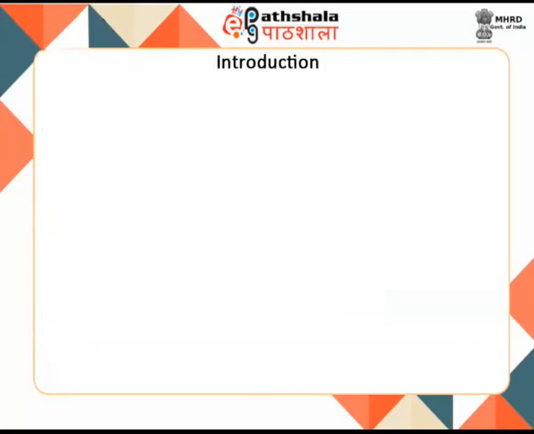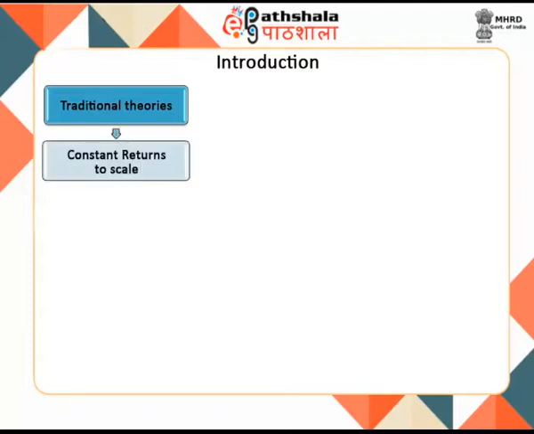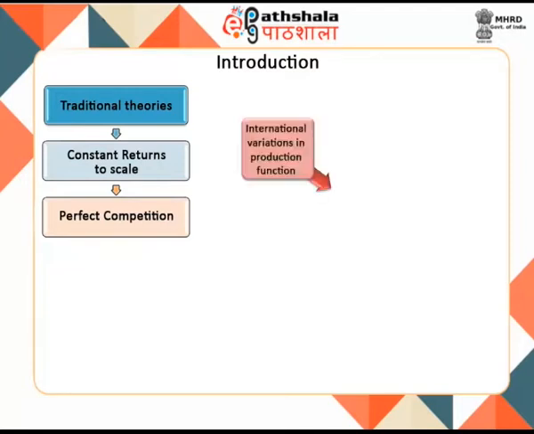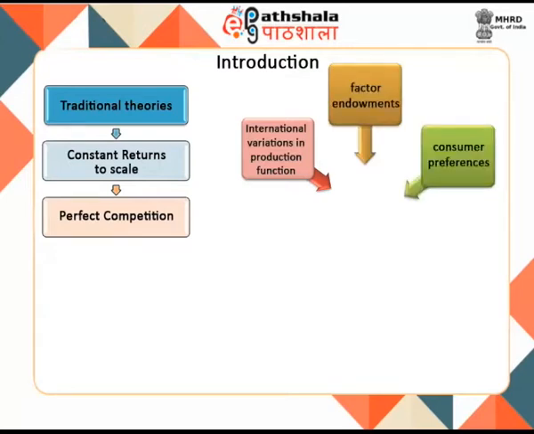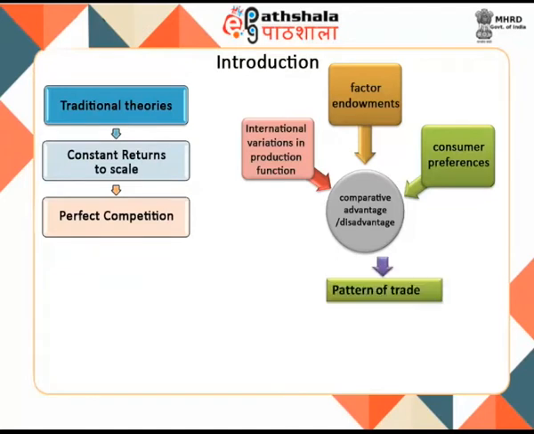associated with the trade. The traditional theories of comparative advantage based on constant returns to scale and perfect competition predicted that the more the countries are different, the more they should trade. The international variations in production function, factor endowments, and consumer preferences determine in which goods the country has a comparative advantage and comparative disadvantage. This comparative advantage determines the pattern of trade known as inter-industry trade.